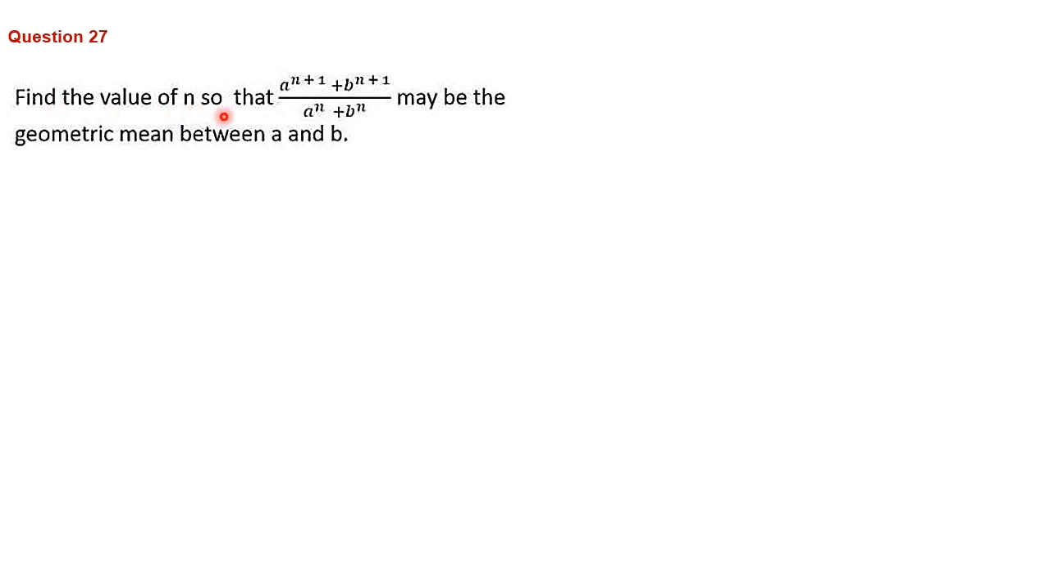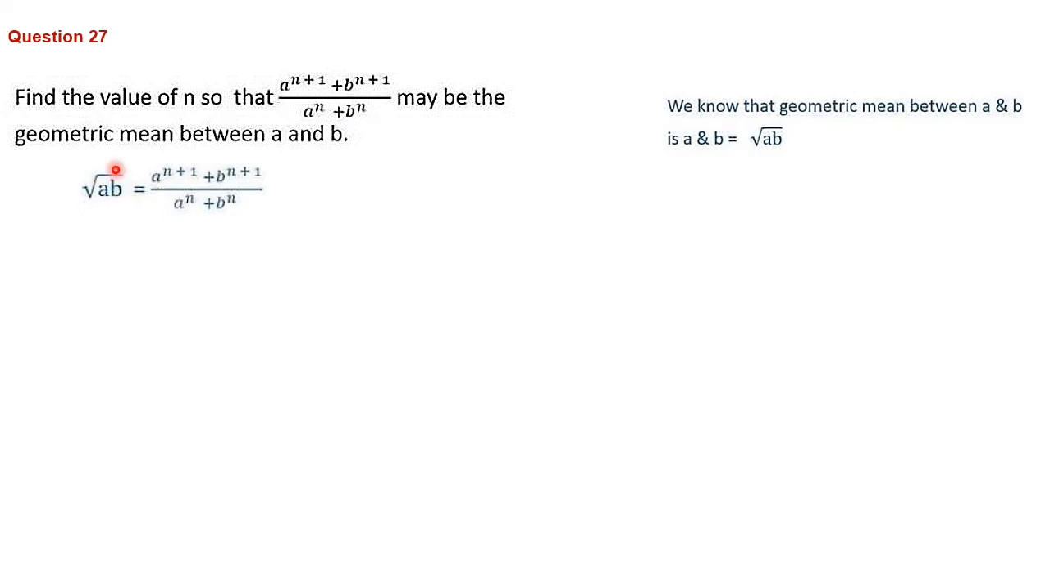Next we shall discuss question number 27. Find the value of n so that (a power n plus 1 plus b power n plus 1) by (a power n plus b power n) may be the geometric mean between A and B. So this one is given to us. Here we know that the geometric mean between A and B is root of AB. The geometric mean between two numbers a and b is root of ab.